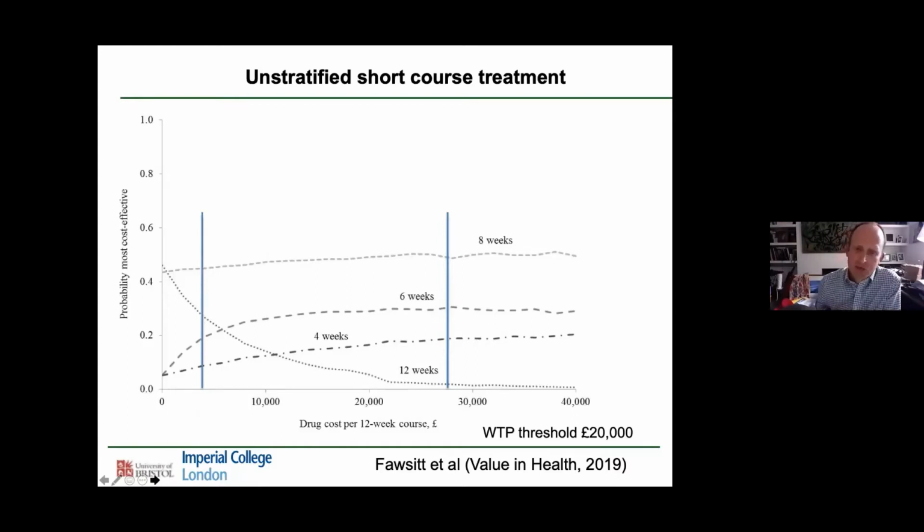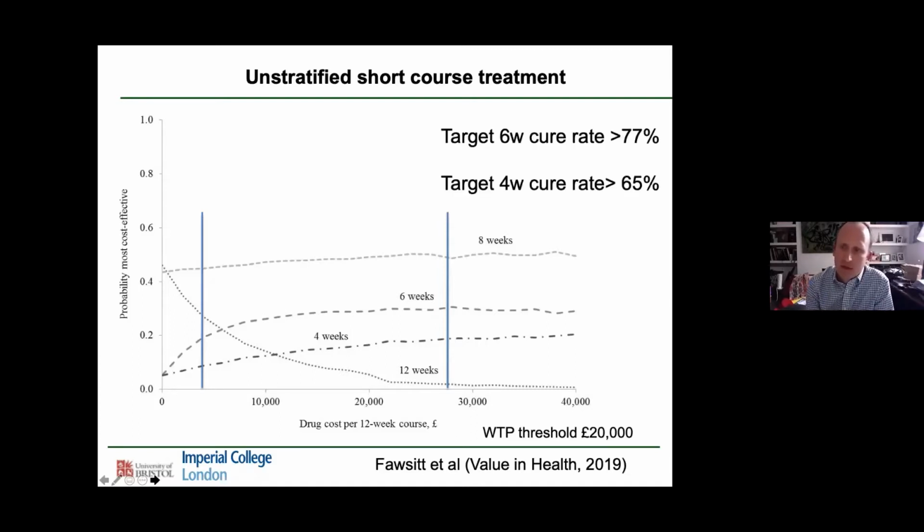But one of the issues is that if you can make shorter course therapy more effective, then that can become a more cost-effective strategy. And with this model, we estimated those numbers. So for a 4-week course, we would really need to get cure rates up to 65%, and for 6 weeks over 77%, for this strategy to be cost-effective. But really, this is a thought experiment and not something that we're proposing as a widespread strategy.